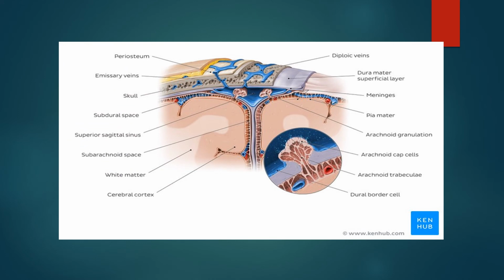Here is the anatomy of the brain meninges. There is a diploic vein. There is a dura mater superficial layer. What is the dura mater?